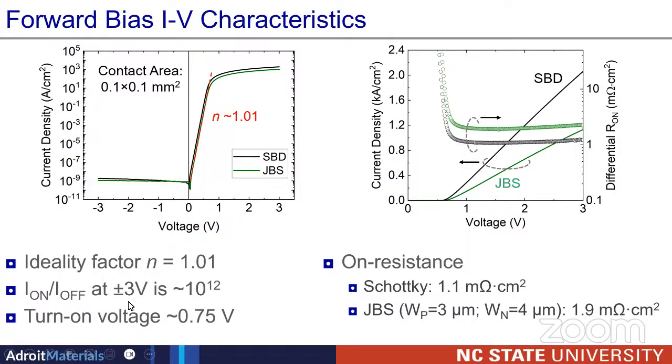So the on-off ratio at ±3 is 10²², and from the linear graph here, you can see the device turns on after 0.75 volt, and the on resistance for the Schottky is 1.1 milliohm centimeter square, and for JBS is around 1.9 milliohm centimeter square.